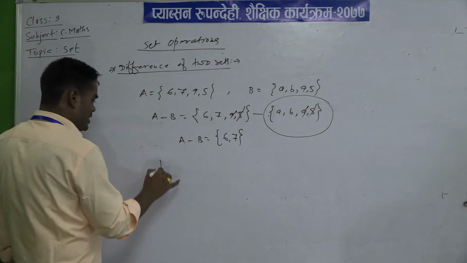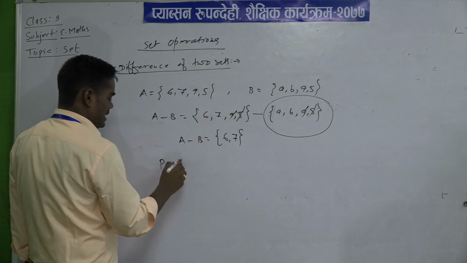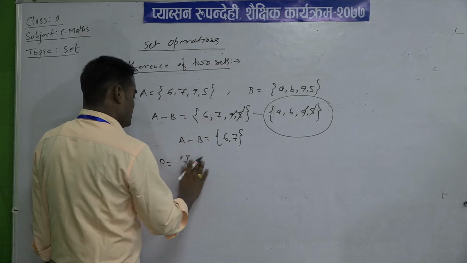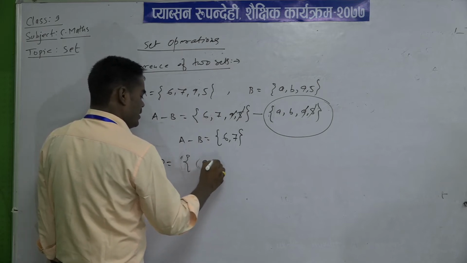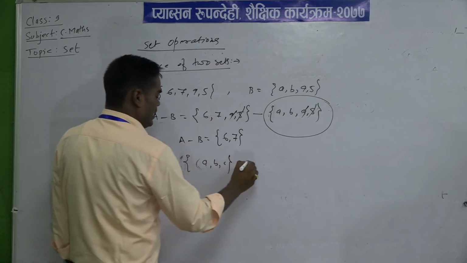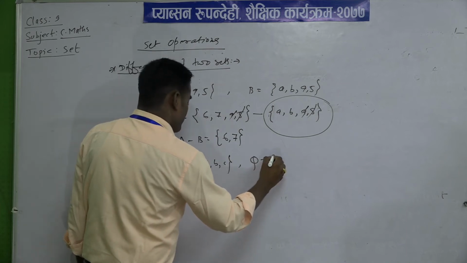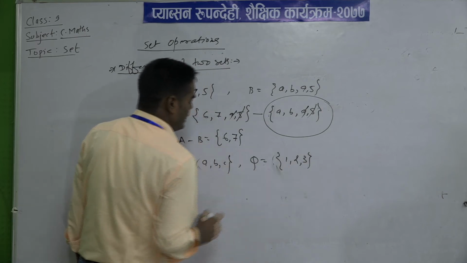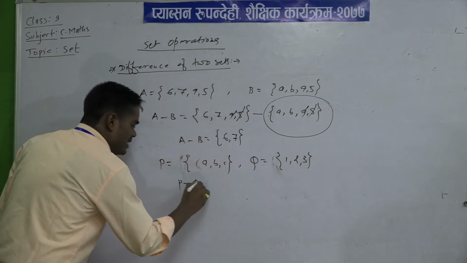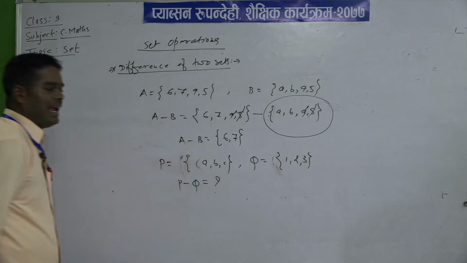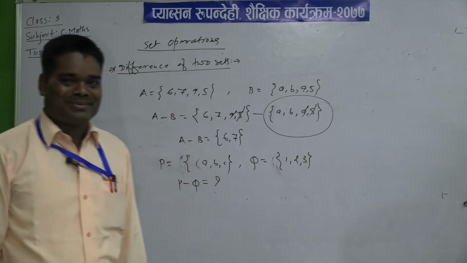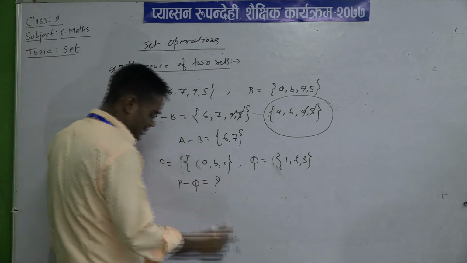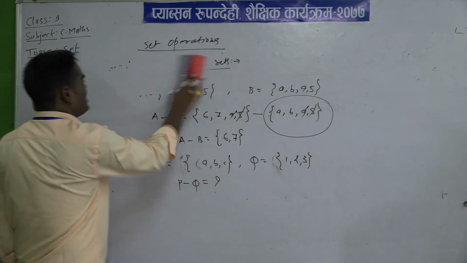And one more example, see here. Suppose P is the set with elements A, B, C, and the other set Q is 1, 2, 3. If the question asks to find the difference of sets P and Q, how do we find it? Very simple. We have just studied the difference of two sets.